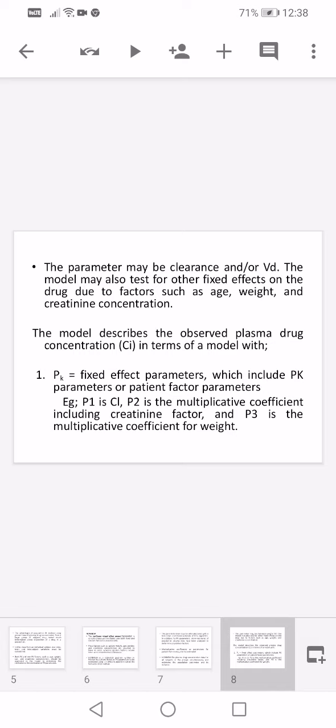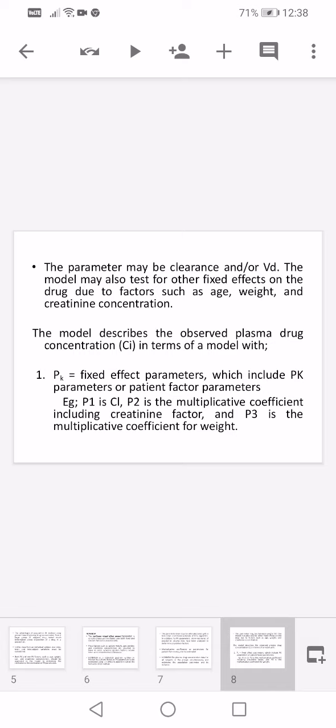The first parameter is PK. PK is a fixed effect parameter which includes PK parameters or patient factor parameters. So from an individual patient we are going to identify all the PK parameters, and that is given by the term PK, the fixed effect parameters. For example, P1 is CL, P2 is the multiplicative effect including the creatinine factor, and P3 is the multiplicative coefficient for weight. So we are giving some fixed effect parameters, like CL is P1, P2, P3, like that we are going to give.